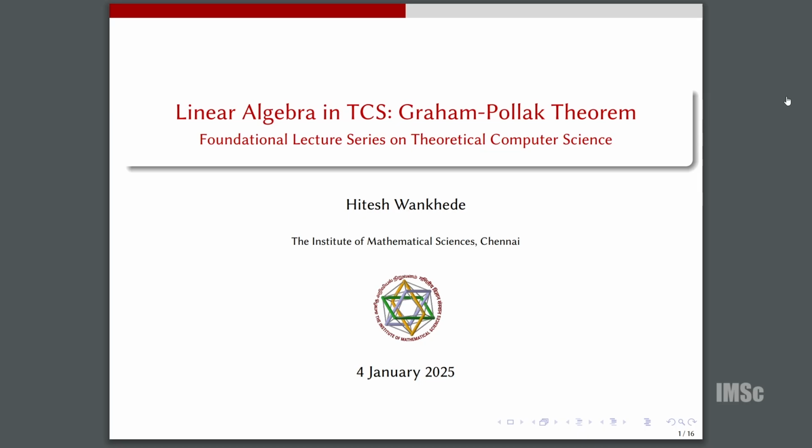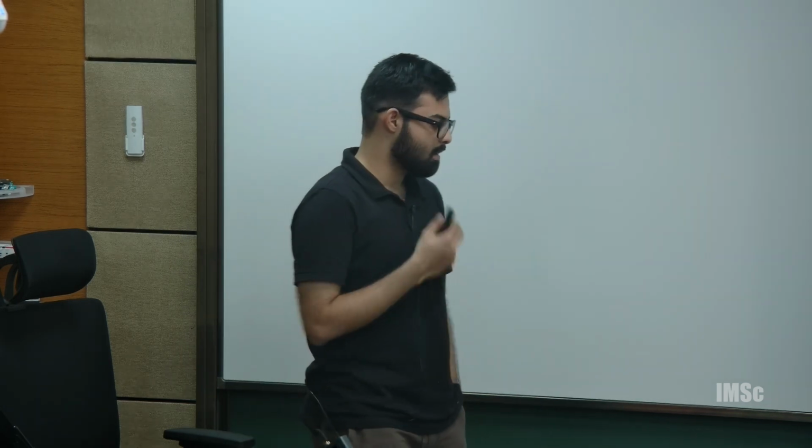So I'll talk about an application of linear algebra in TCS, but in particular graph theory. I'll start with a data communication problem that arose at Bell Labs. It was formulated as a graph theoretic problem. We'll see a formulation of it, and Graham and Pollak proved a theorem about this graph problem, and we'll see two linear algebraic proofs of it, even though the statement of this theorem is graph theoretic.